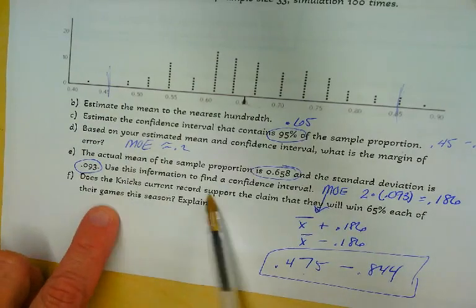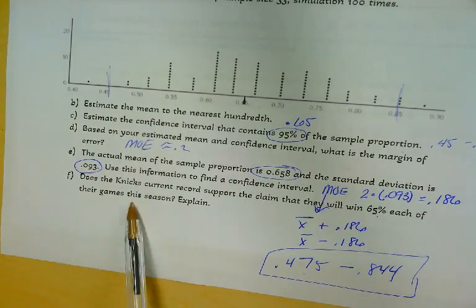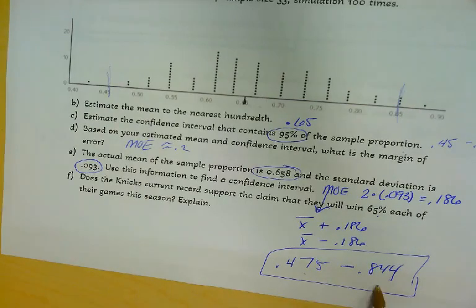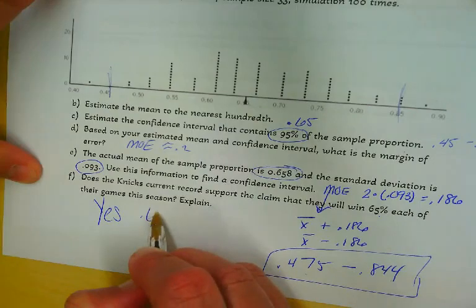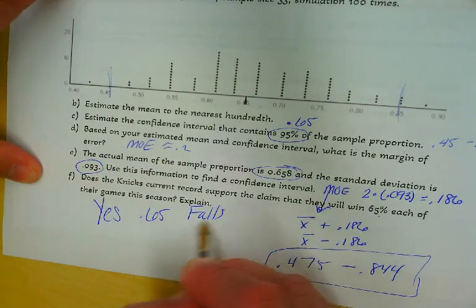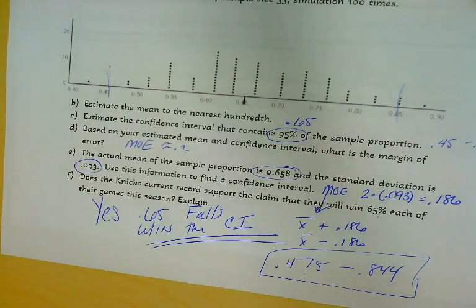Now it says, does the Knicks record claim that they will win 65% of their games this season? So is it supported by this? Where does 65% fall? In the interval. So does it support it? Yes. 0.65 falls within the confidence interval. Okay. So again, this is just our first half of this.